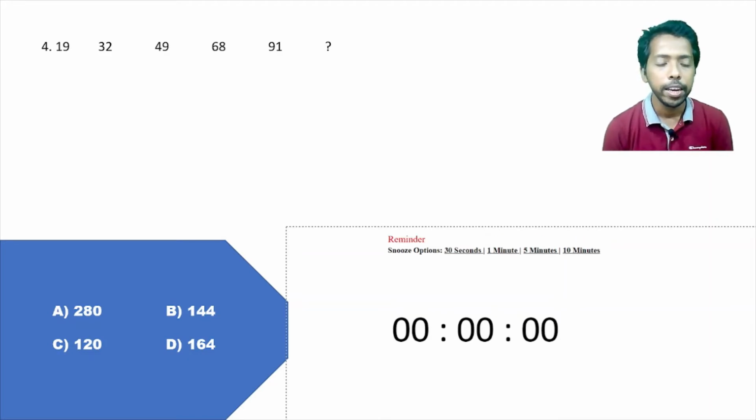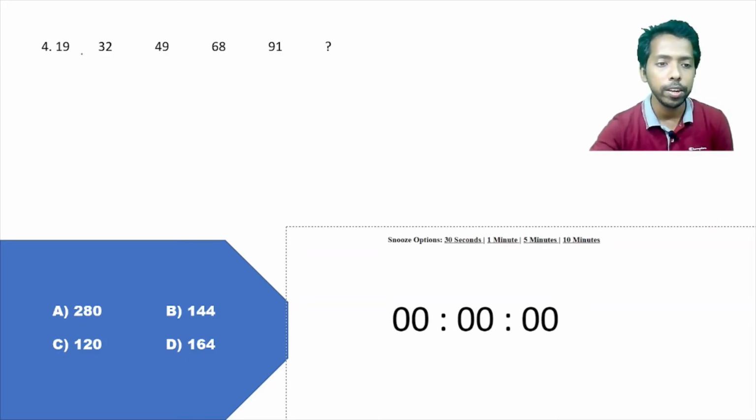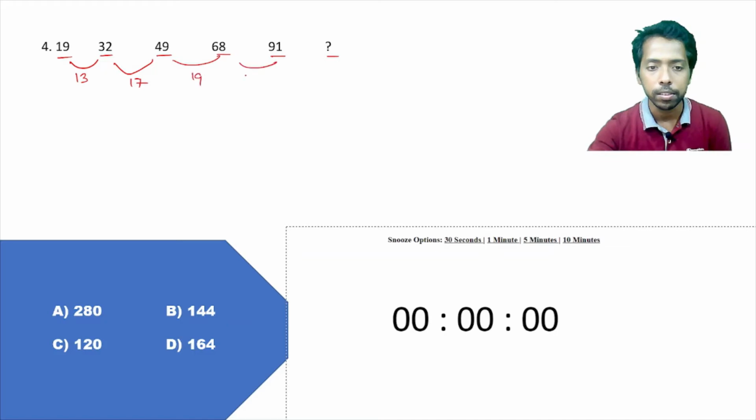Okay, here again the numbers are not very large: 19, 32, 49, 68, 91, and question mark. So take the difference here. This is 13, this is 17, and this is 19, then 23. Now, if you take the difference further, the second level difference, it is 4, 2, 4. You can argue that this is 2.